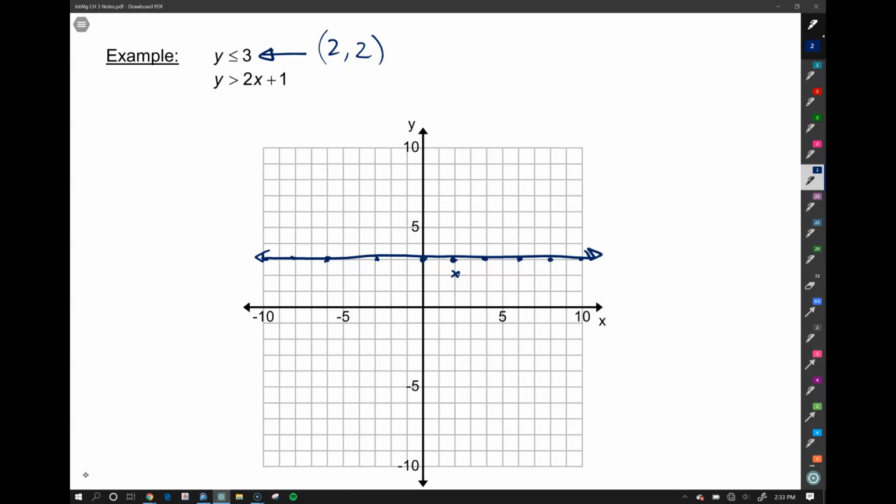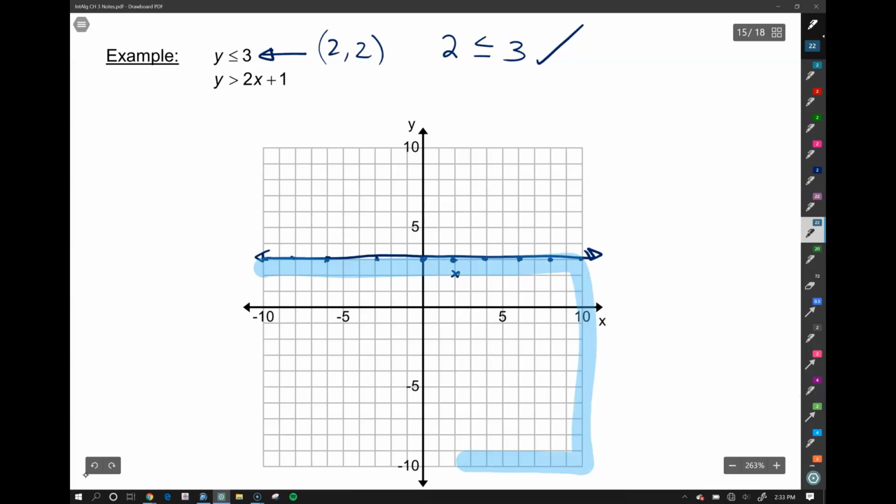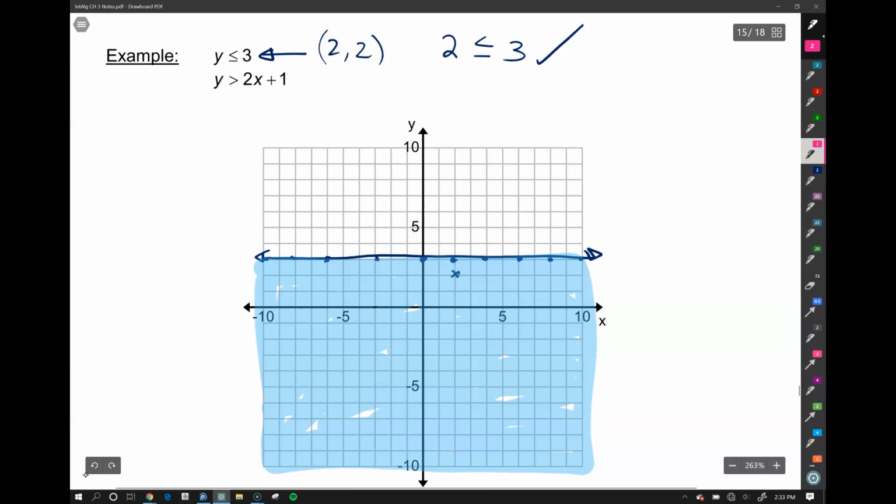So I'm going to plug it in. Let's see, the y value is 2. Is 2 less than or equal to 3? Is that true? Yeah, that's true. So that means I'm going to shade below. Okay, this is exactly what we learned in section 2.6. The difference between this and 2.6 is now we have 2 inequalities. I must go back and do my second inequality.